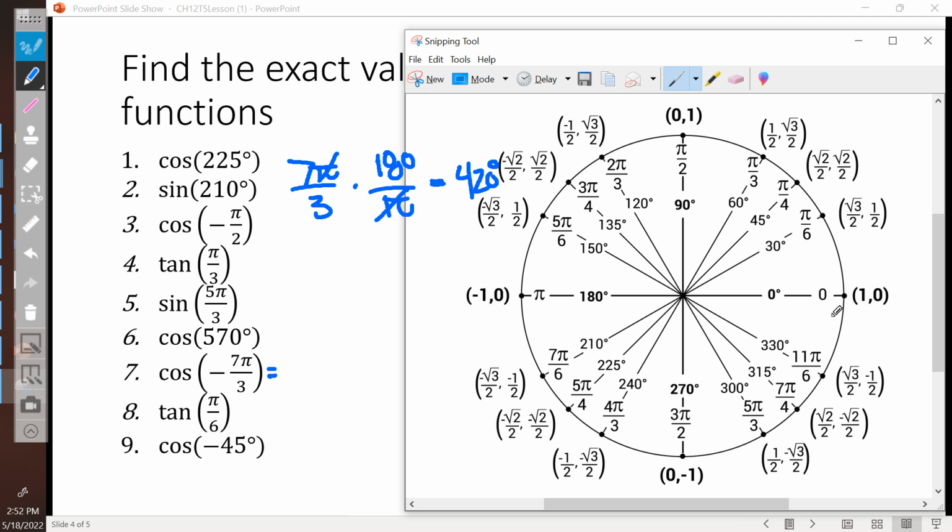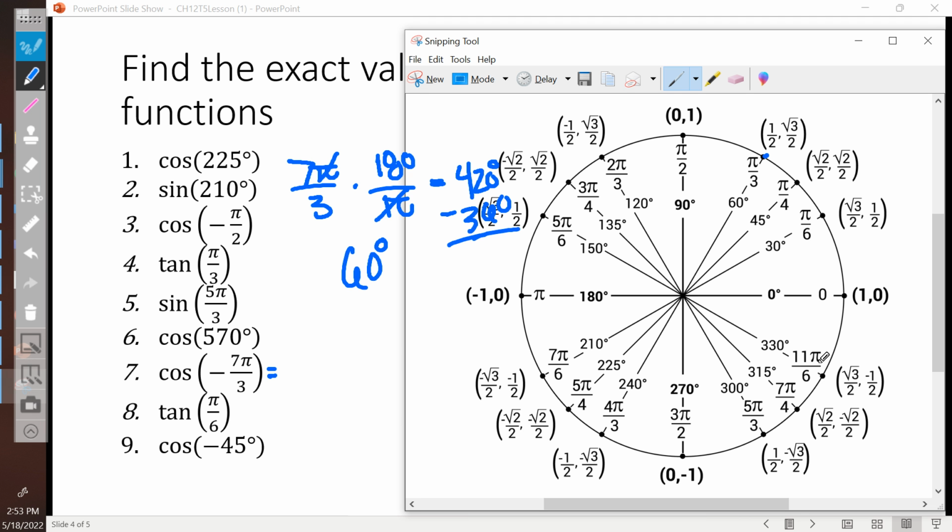It's more than one full rotation. So let's subtract 360 to see how much more it is than one full rotation. So 420 minus 360 is 60 degrees. So 7 pi over 3 is a 60-degree angle. But remember, we're looking for negative 7 pi over 3. So that would be a negative 60-degree angle. So 60 is right here.